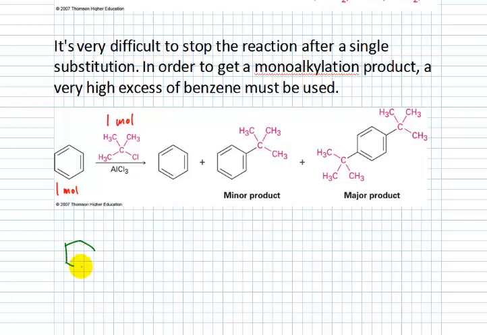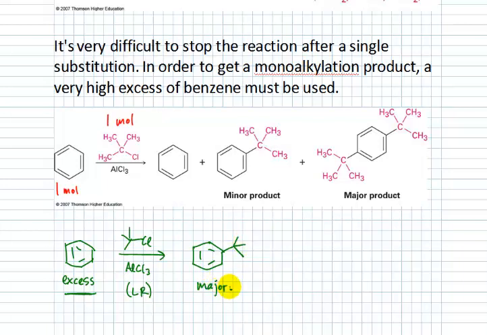So benzene, huge excess. So 10 to 1, 20 to 1, 50 to 1, whatever. The better excess you get, the better selectivity of your product. Huge excess, limiting reactant then being the T-butyl chloride with AlCl3 catalyst. That's our limiting reactant. Then our major product will be monoalkylation. So there's our T-butylbenzene as the major product.